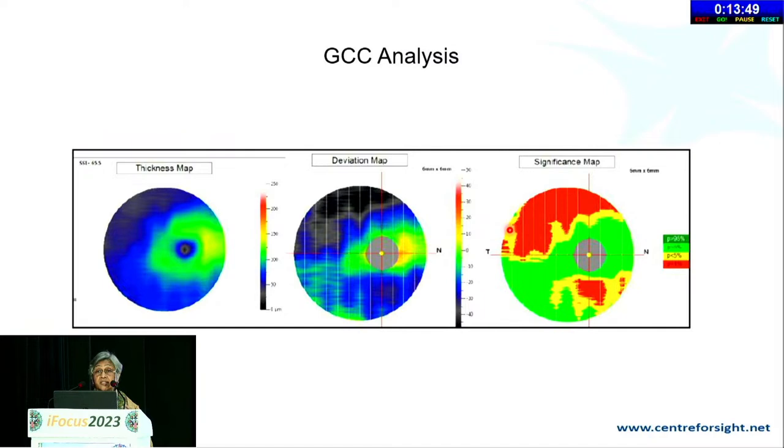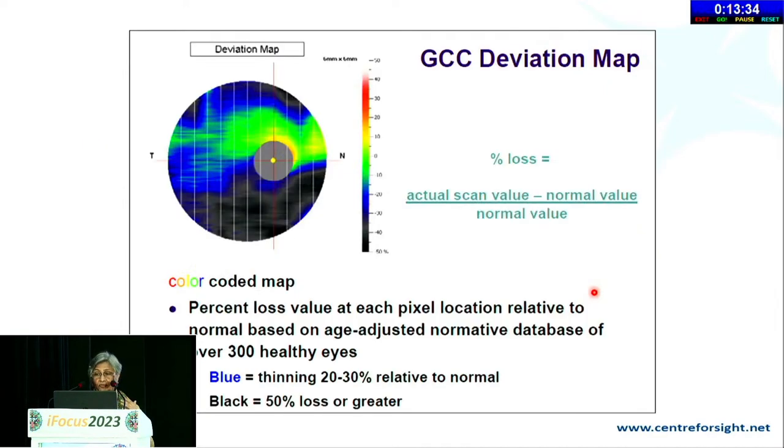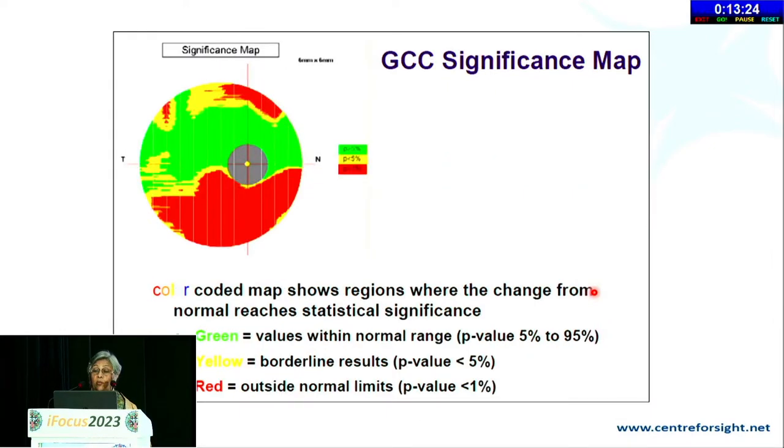Now we do the statistical analysis. Yes, the software tells us that this entire area, which was shown in the form of black, has become red, showing that there is a huge amount of ganglion cell loss present out here as well as out here. And so we look at the deviation map. I've already talked about it. Just remember, what is black is definitely 50% loss or greater. What is blue, there's thinning, 20 to 30% relative to normal. And I've already talked about the GCC significance map.